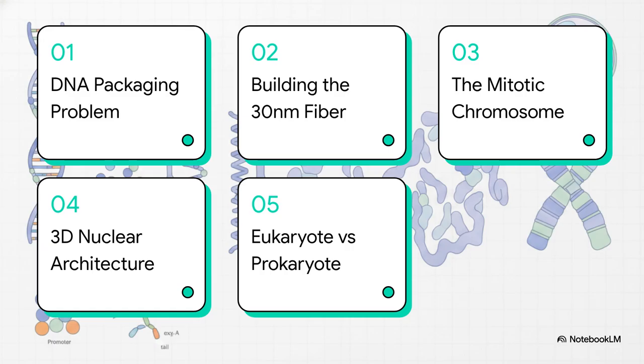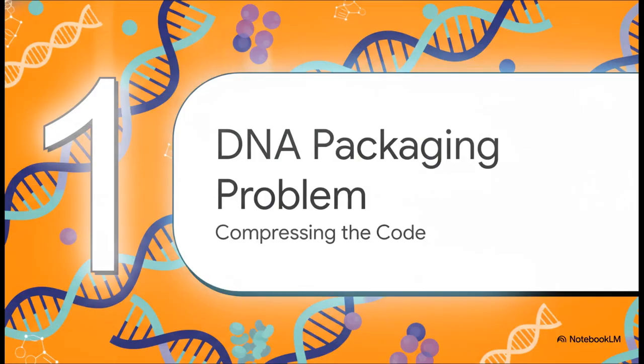To answer that, we're going to break this explainer down into 5 stages. First, the DNA packaging problem. Then, building the 30-nanometer fiber and the mitotic chromosome, before exploring the 3D nuclear architecture. And finally, we'll wrap up by comparing eukaryotic and prokaryotic genes. All right, section 1, the DNA packaging problem, compressing the code.